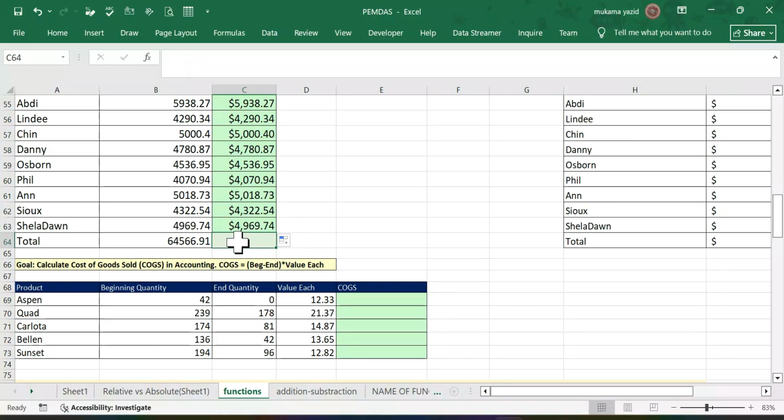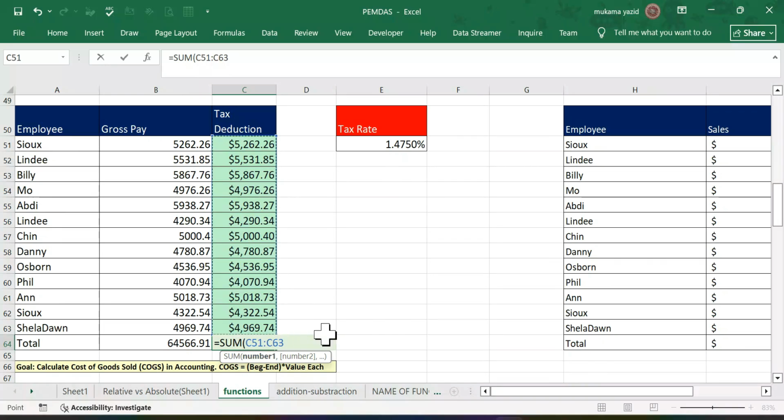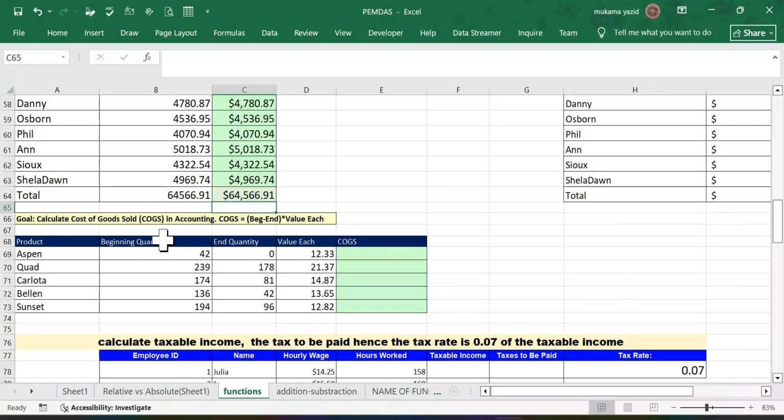Then the total here, I think we sum up. Here we can use the function SUM, just write the word sum, select it, then come up and select what we want to sum up. I think up here, yes, up to 63. Let's enter. That is the sum. Then here they give us the formula, beginning minus end. This is what they want.